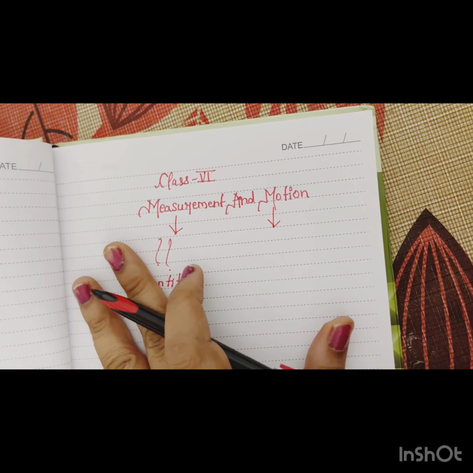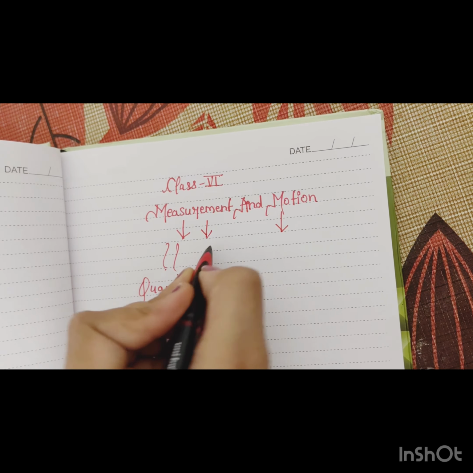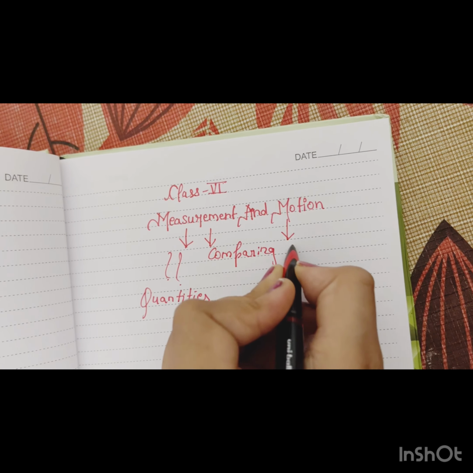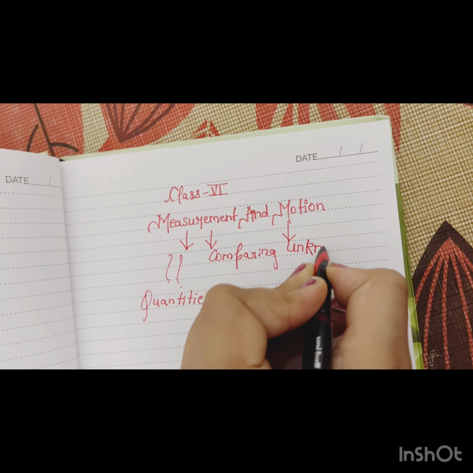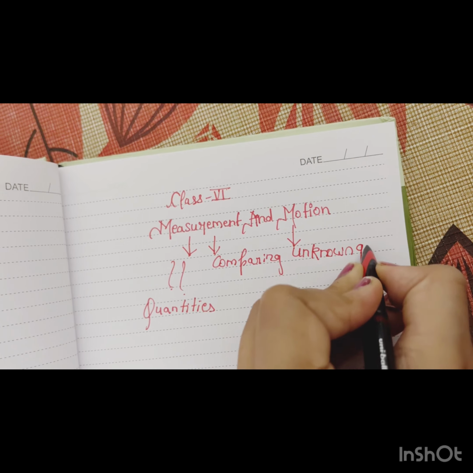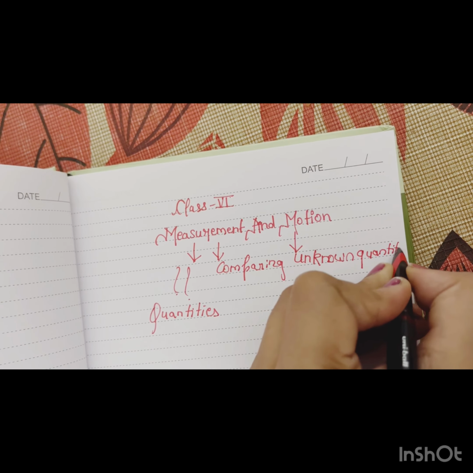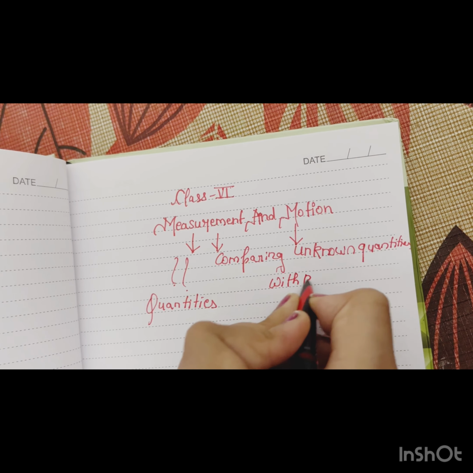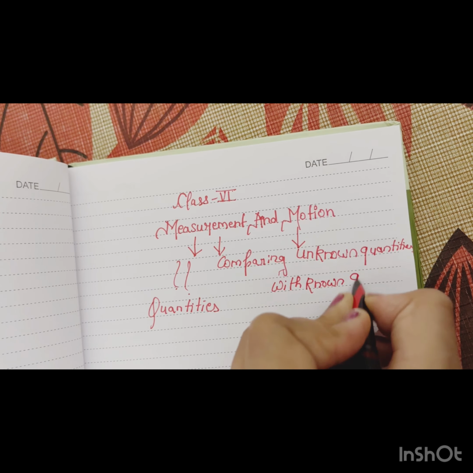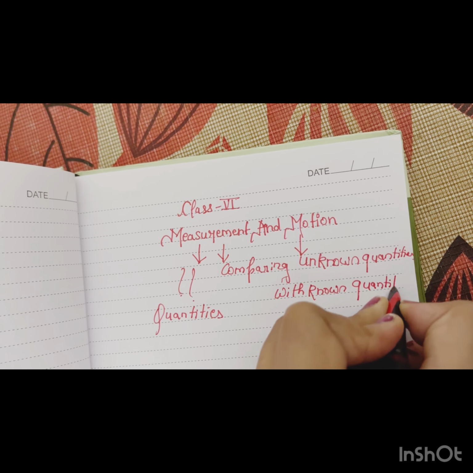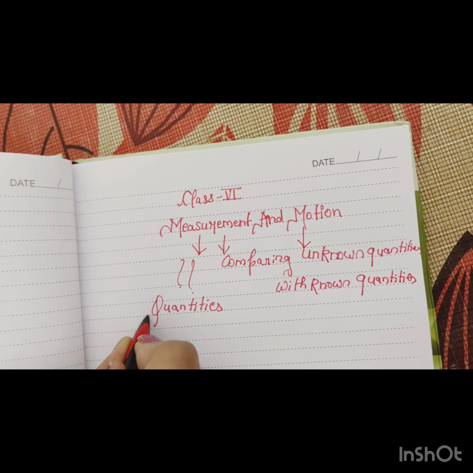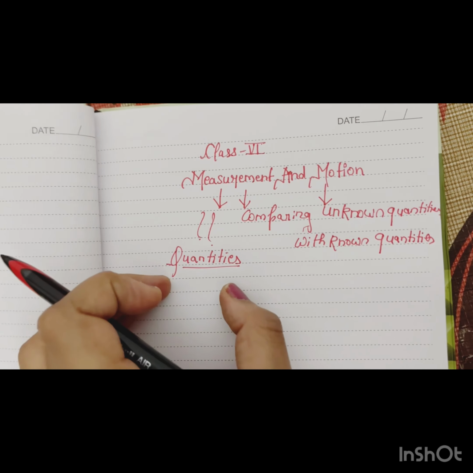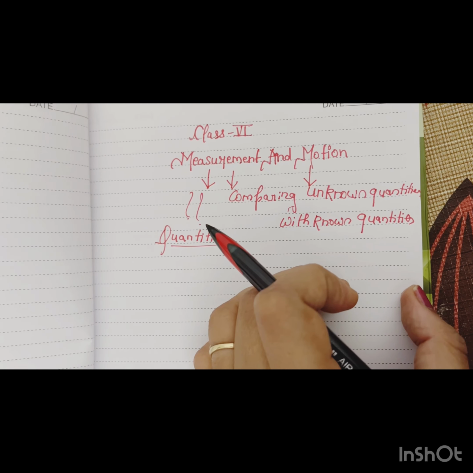In books, you have studied a definition of measurement, that is comparing unknown quantities with known quantities. In that, there is one word, quantities. So, firstly, we should understand which quantities we can measure and which quantities we cannot measure.